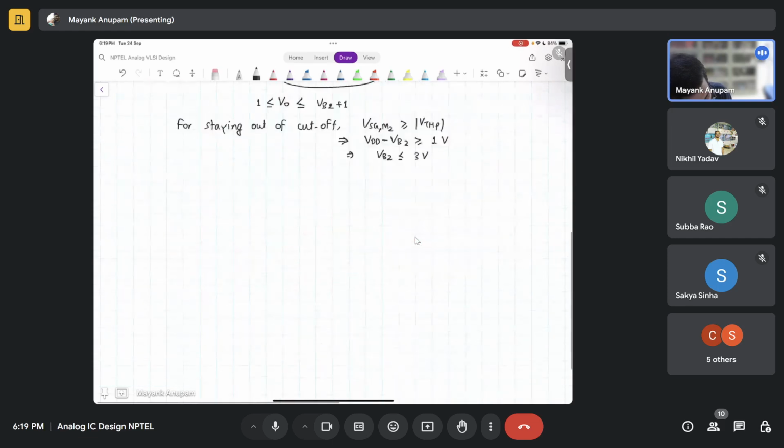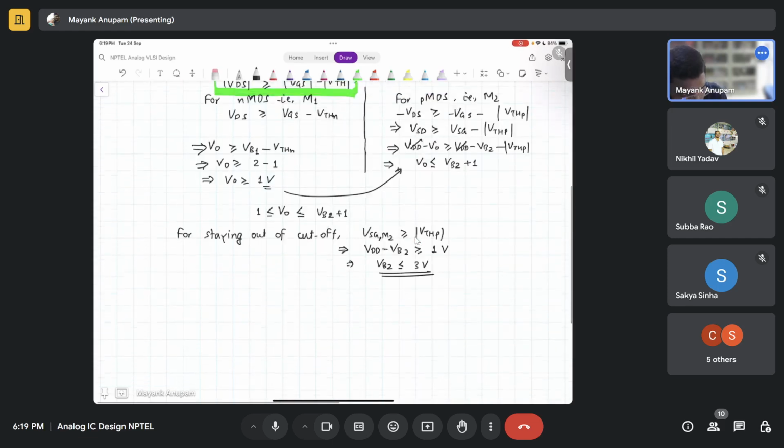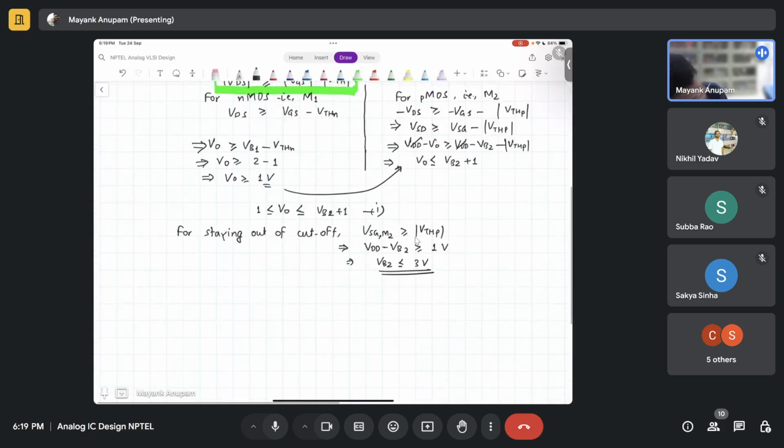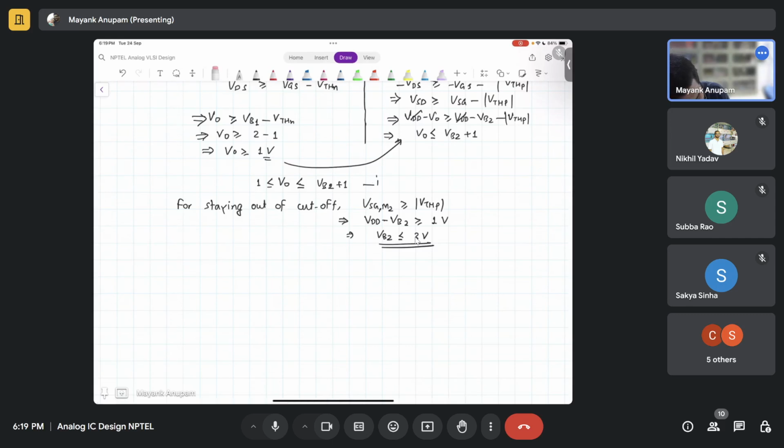4 minus 1 is 3 volt. So this is fine. So this is our equation 1 and this is equation number 2. Now tell me, what should I do now? What do you think we should do?